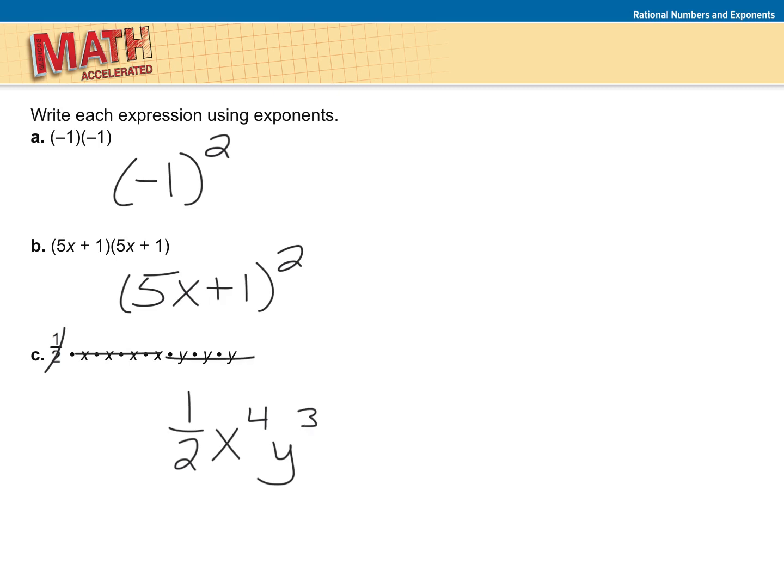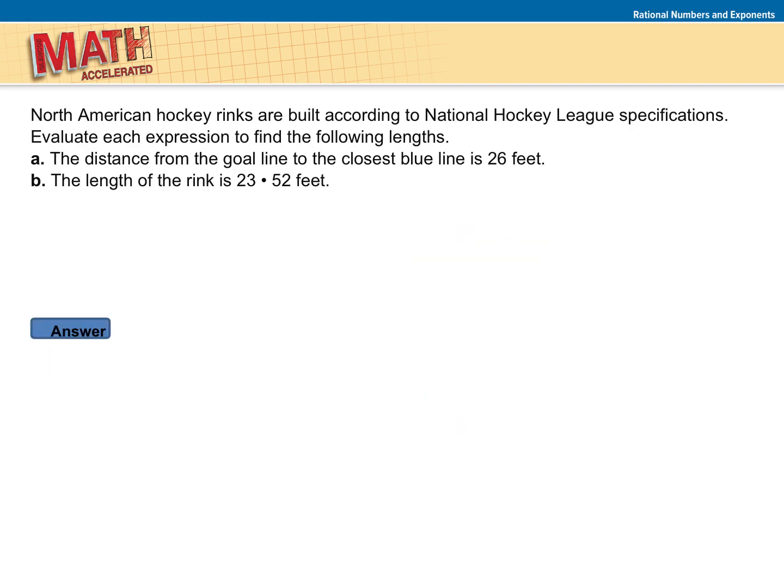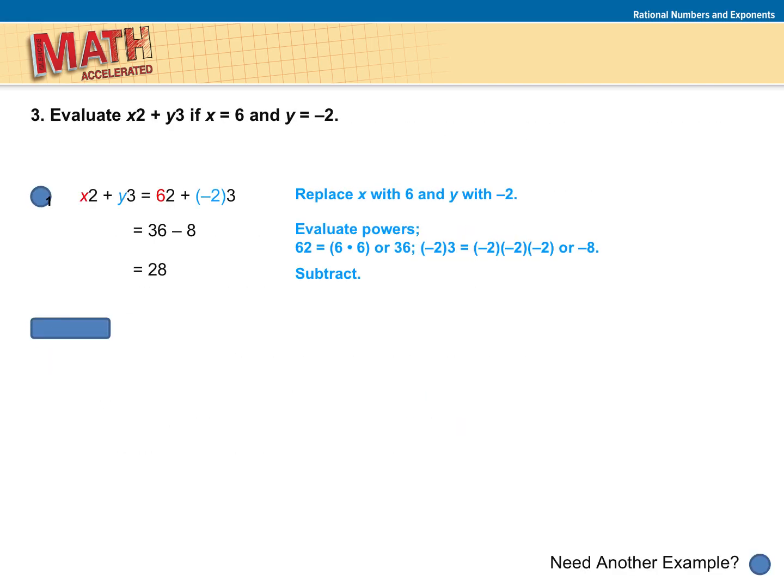Good. And then if it asked you to go backwards, I want you to understand that if you went backwards, you would get right back to there. Okay? Questions on these before we get into substituting? All right. Let's talk about substitution.